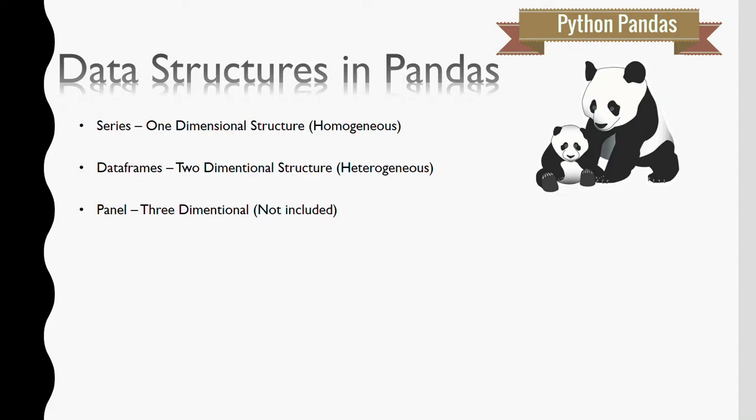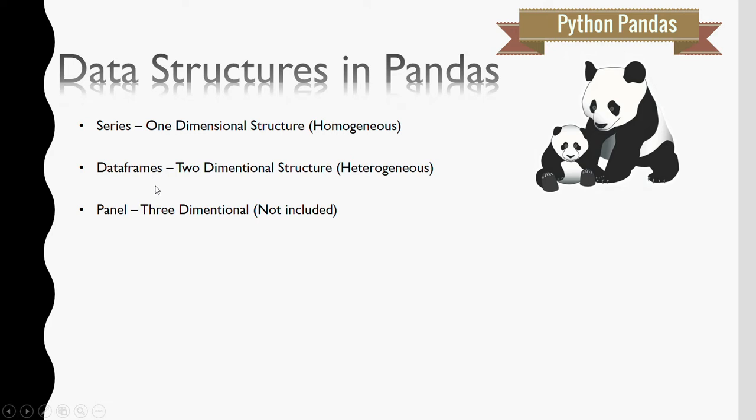Hello students. In this video we are going to discuss the data structures in Pandas. Here are the three data structures we are going to use in Pandas. First of all is the series, as I have already discussed. Series is a one-dimensional structure that contains homogeneous elements, meaning same data type elements, which are mutable. Mutable means we can modify the elements or modify the data.